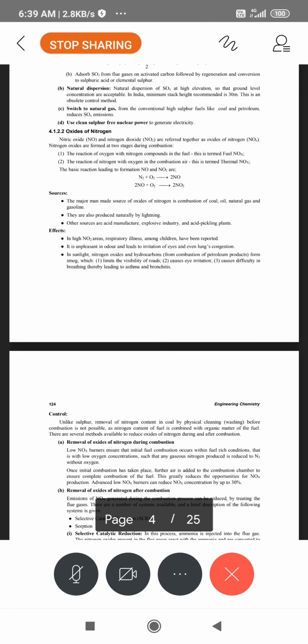Dear student, we have already started the fourth module, environmental pollution. Now we will start the remaining parts in environmental pollution. We have already discussed our environment and its pollutants.